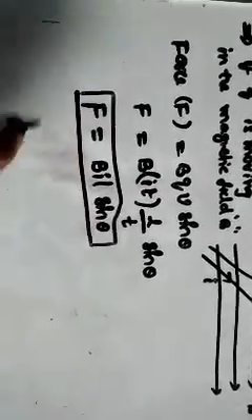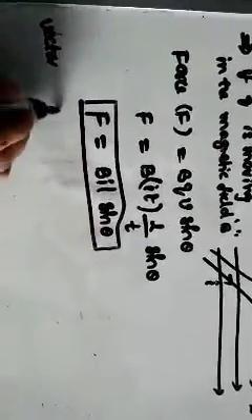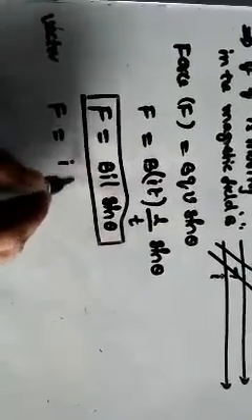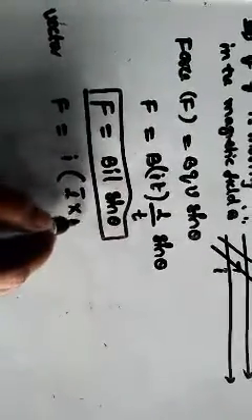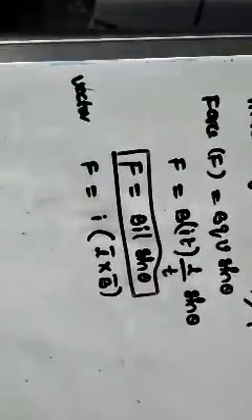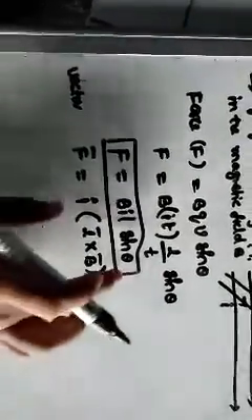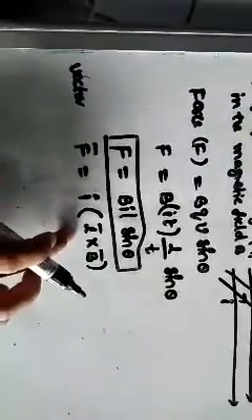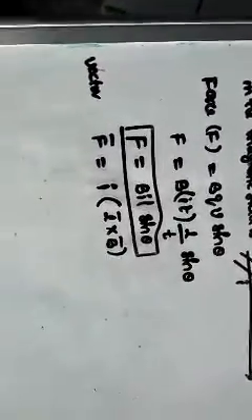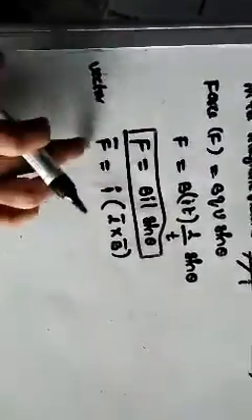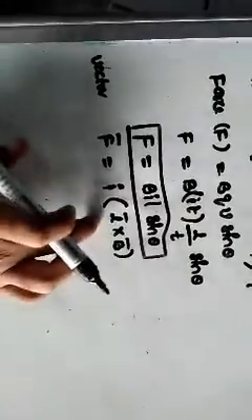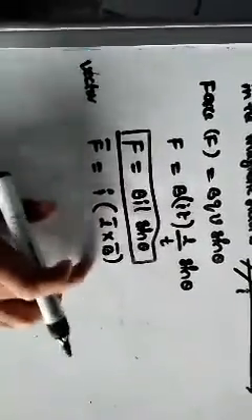In vector form, F bar is equal to I, which is a scalar, times L bar cross B bar. This is the formula: F bar is equal to I of L bar cross B bar. Again, theta is the angle between the length of the conductor and the magnetic field, and this is a cross product. That means the force is always perpendicular to the plane containing L bar and B bar. This is in 10th class also.